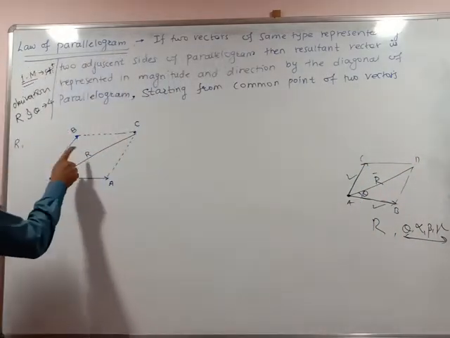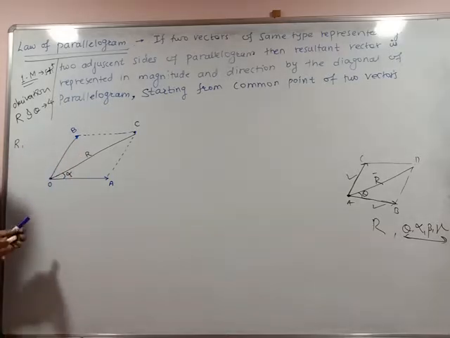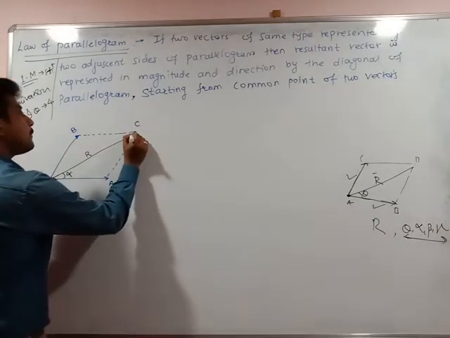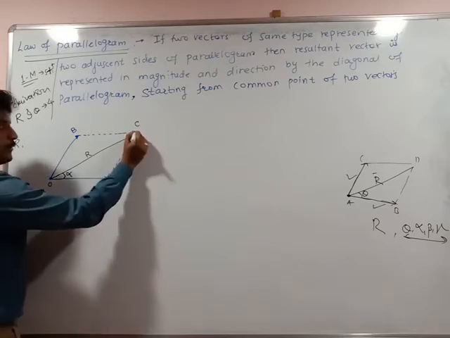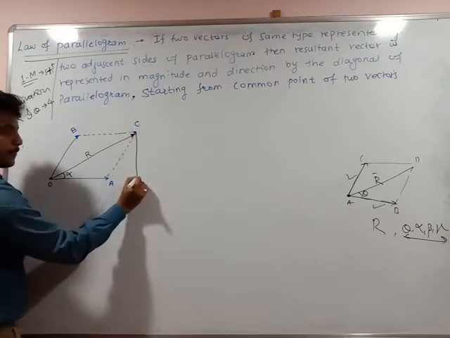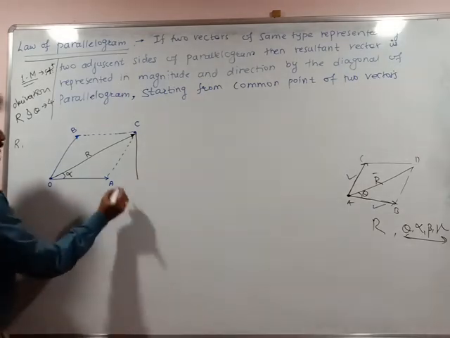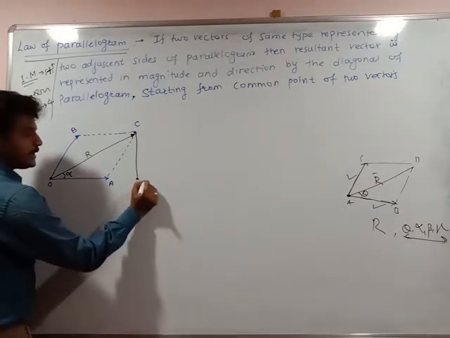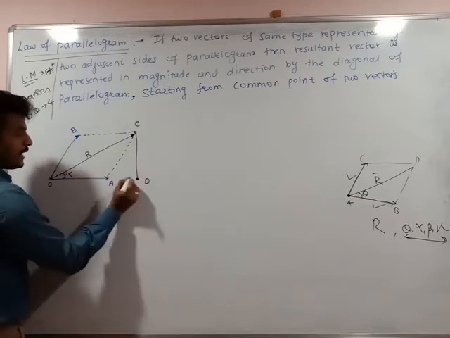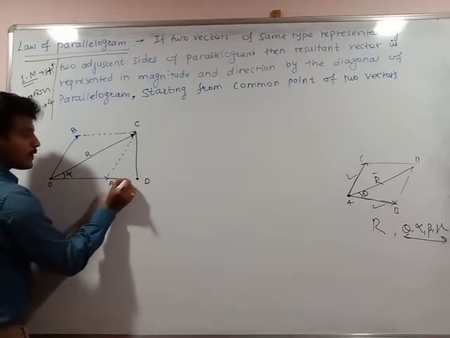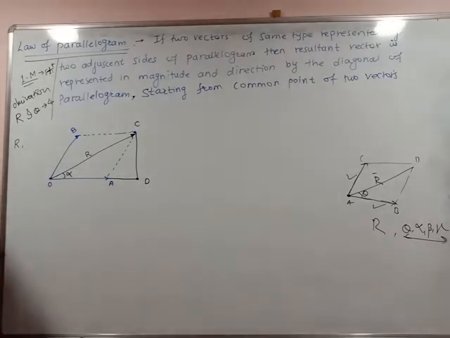Now to find the magnitude of this resultant vector, what to do? Just draw one perpendicular to reach point A. I will draw one perpendicular. This is one perpendicular. Okay, this perpendicular is said to be D. Okay, perpendicular CD on OA in extension. हा असा perpendicular काढा बघा.